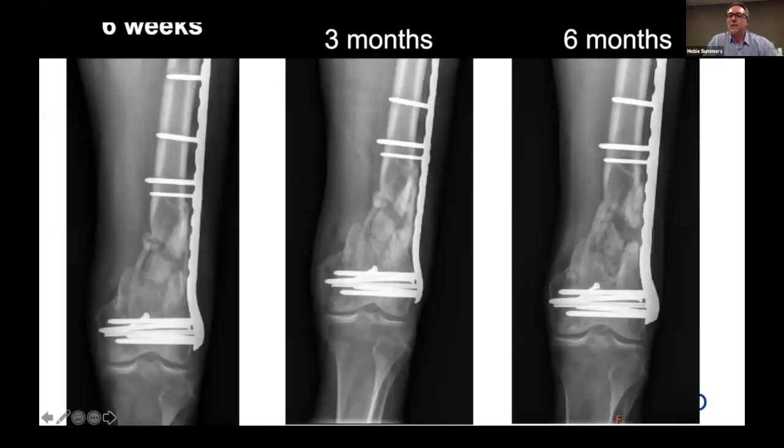All right, Mara, what do you see? So 6 weeks, 3 months, 6 months, everything looks like it's healing. I don't see any progressive hardware failure. I mean, I can be very critical of these x-rays since this was several years ago. I probably would not do this fixation strategy now.